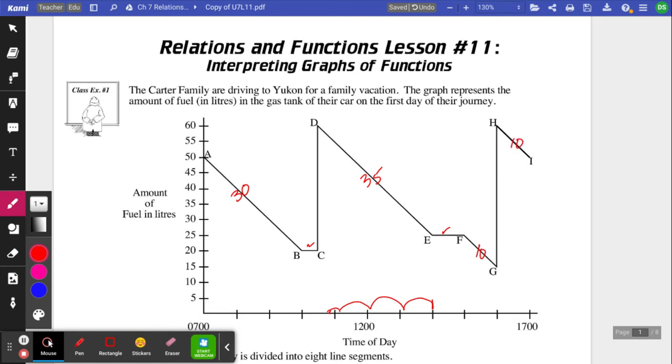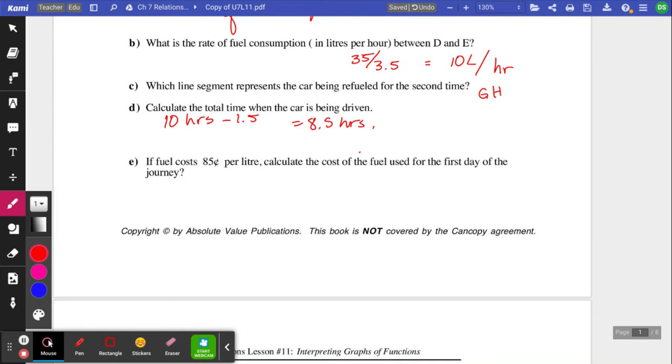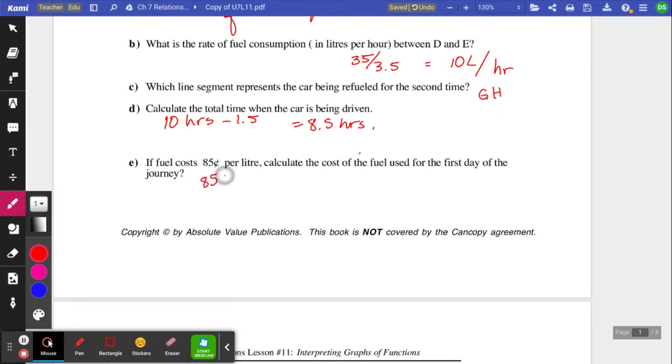Okay, so what do we got there? 65, 75, 85? Yeah. So 85 liters were used. So what are you going to do with that? Times it by 0.85. Final answer? 72.25.